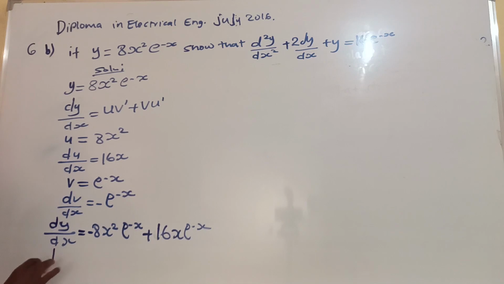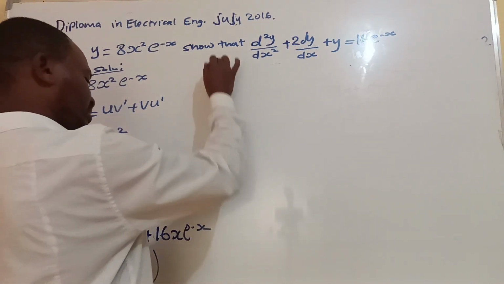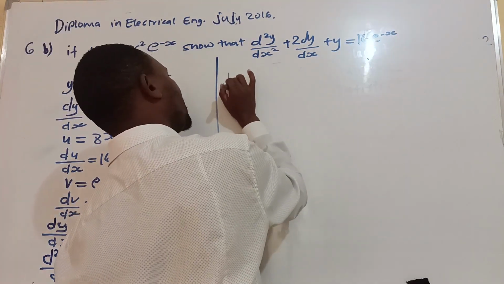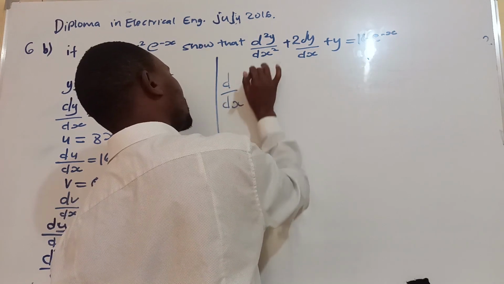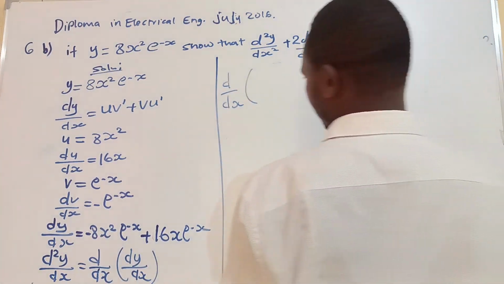So to get the second order derivative of y with respect to x, this will be the derivative with respect to x of the first order derivative. That now this one becomes d dx. Yeah, you could factor out if you want, but it's not a must.